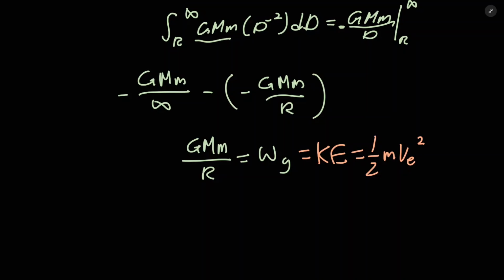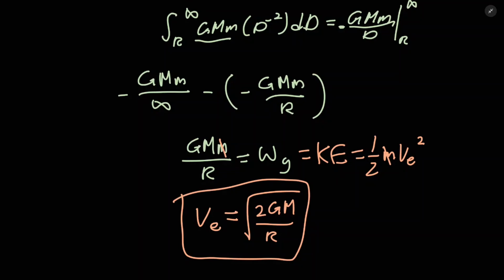Now here we can easily solve for v sub e. So v sub e is going to be equal to the square root, these masses will cancel out, of 2 times big G times the mass of the planet over r. And this is our final escape velocity. And remember, I'm just going to write this out. This is mass of planet. And this is radius of planet.